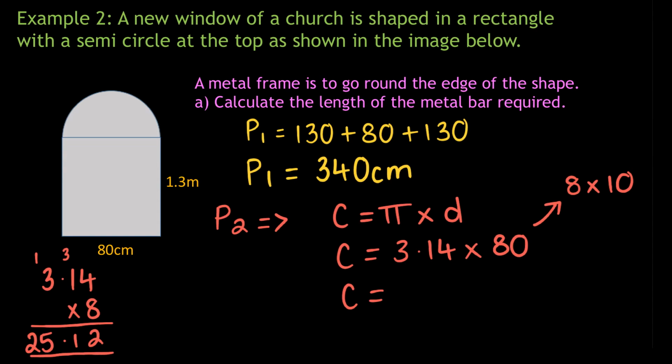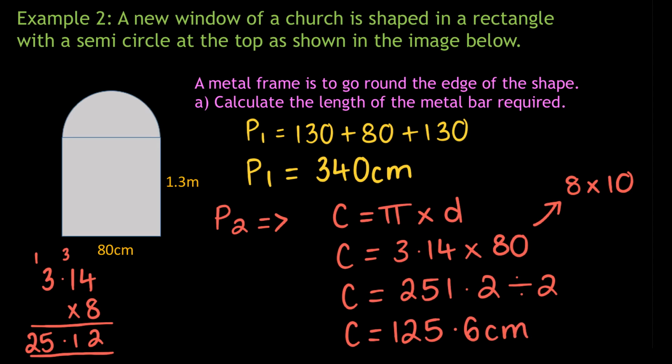So the circumference is 251.2, but we have to divide that by 2 because we only have a semicircle and not a full circle. So 251.2 divided by 2, again you can do that without a calculator, just do it in a bus stop sum and you get C equals 125.6 centimetres.